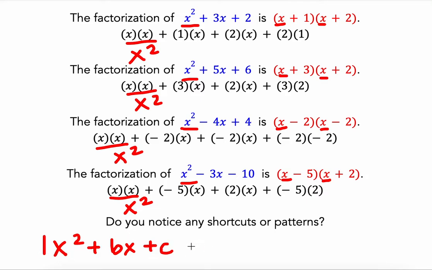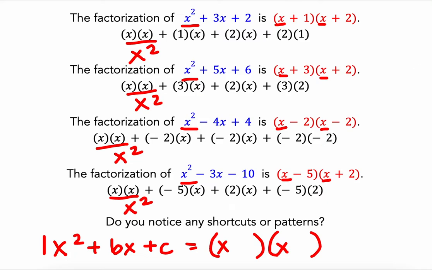In this format, I'm going to have my factors start off with just x, because in order to get to 1x squared, I have to have x multiplied by x. That's the first pattern that you might have noticed.